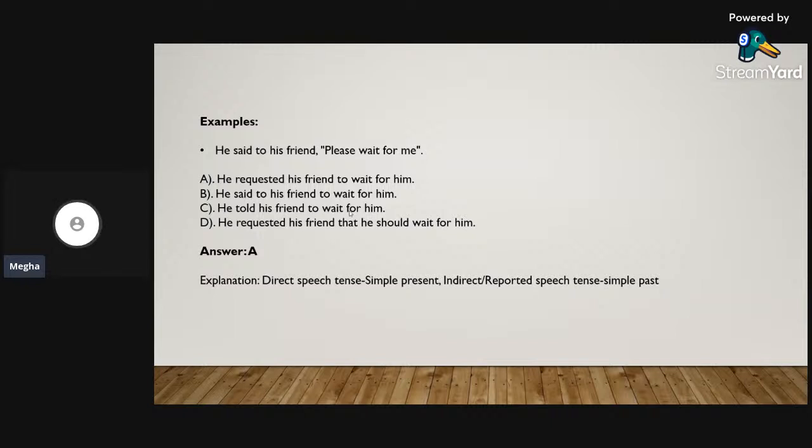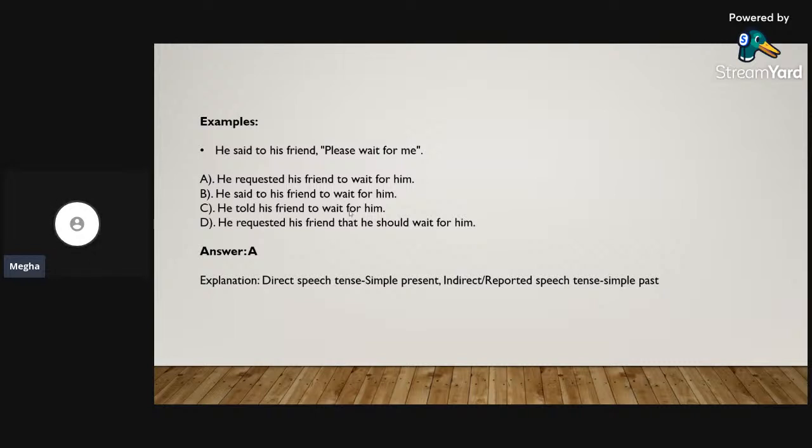Okay, so here, for example, we have: he said to his friend, "Please wait for me." Option A is he requested his friend to wait for him. Option B, he said to his friend to wait for him. Option C, he told his friend to wait for him. Option D, he requested his friend that he should wait for him. So, first you understand the sentence has been quoted, correct? So you don't have to change the tense. Here said to will be changed to requested to.